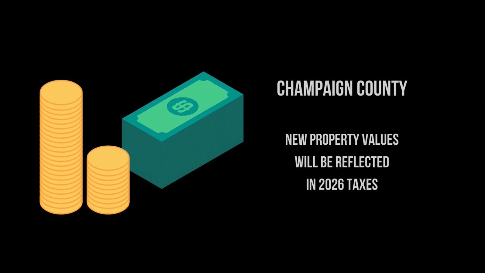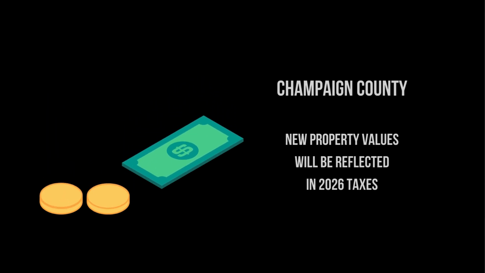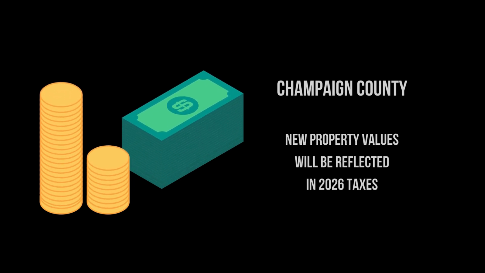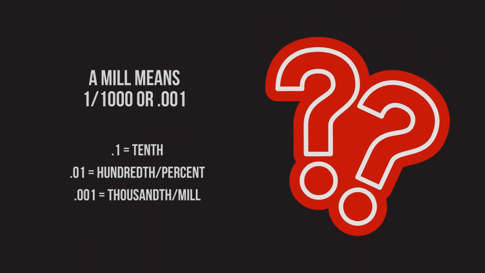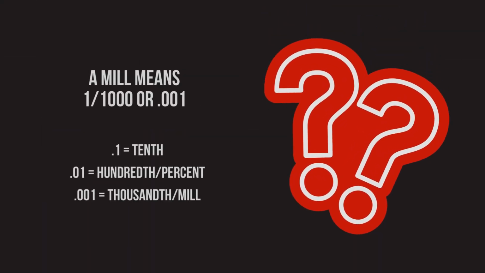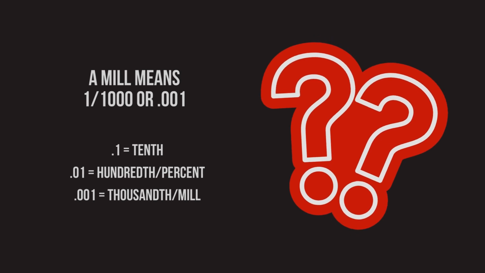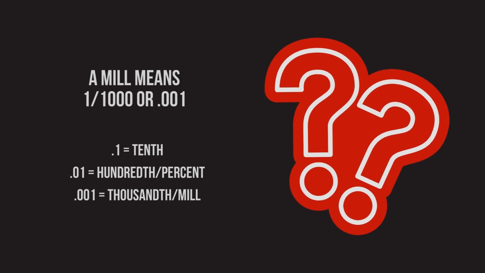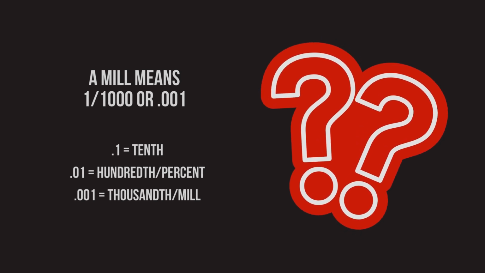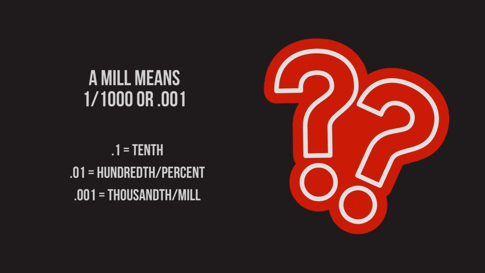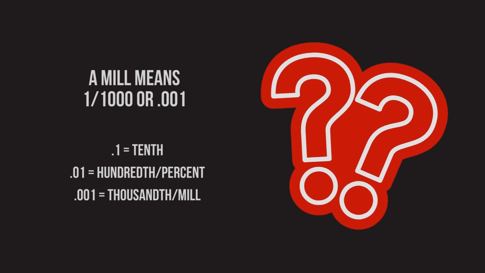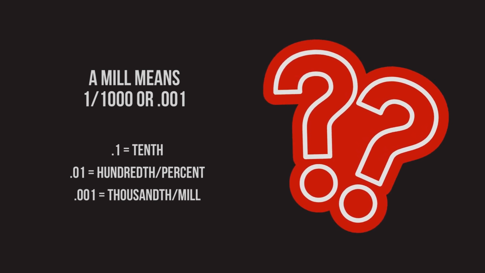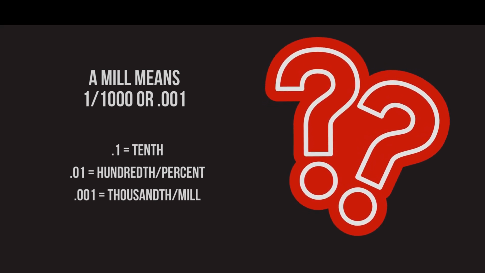Since taxes are collected a year behind, or in arrears, in Ohio, the new property values will be reflected in 2026 taxes. The tax rate for property in Ohio is called a mill. This is something you've likely heard of but may not know what it is. A mill means 1/1000th or 0.001. For context, 0.1 equals a tenth, 0.01 equals a 100th or a percent, and 0.001 equals a 1,000th or a mill.